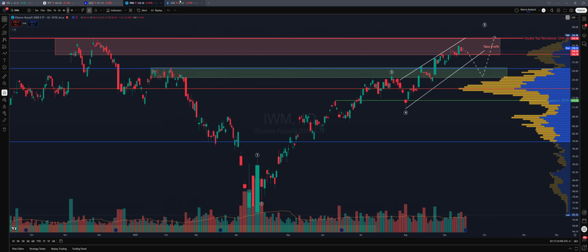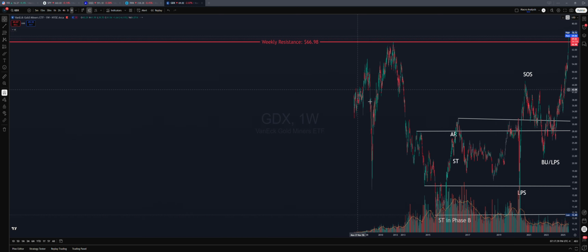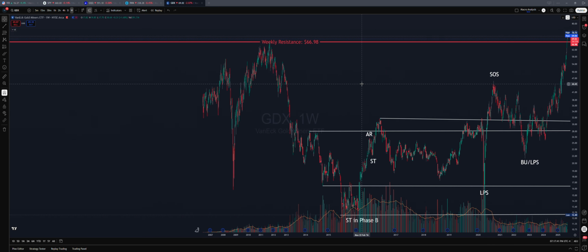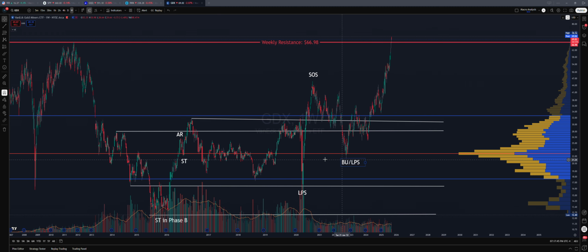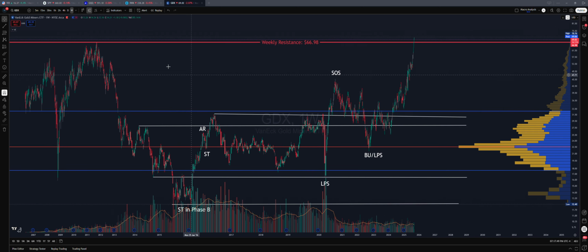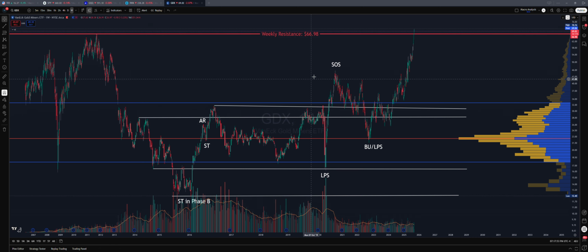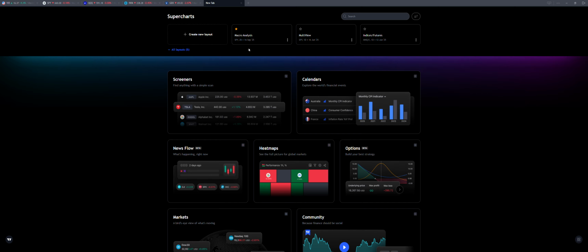Let's take a look at GDX really fast. GDX tracks gold mining companies. This here is the weekly chart in GDX. Huge accumulation was taking place here on GDX. It's currently breaking out of its all-time high resistance. As you can see, there was a Wyckoff accumulation taking place, and I think gold has a lot more to go.